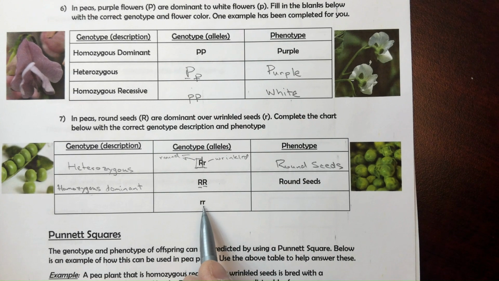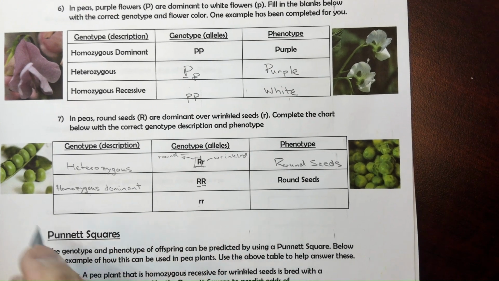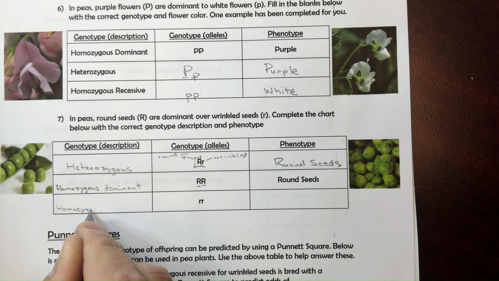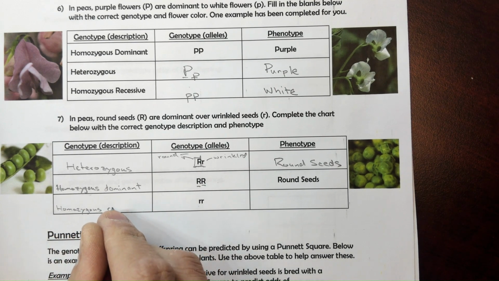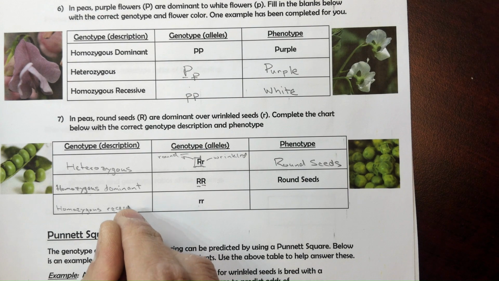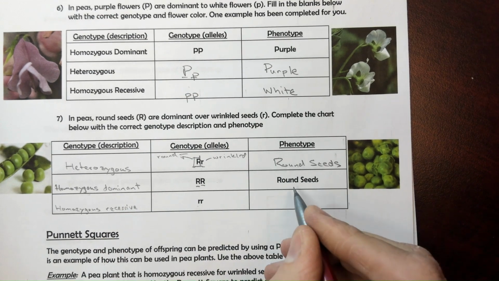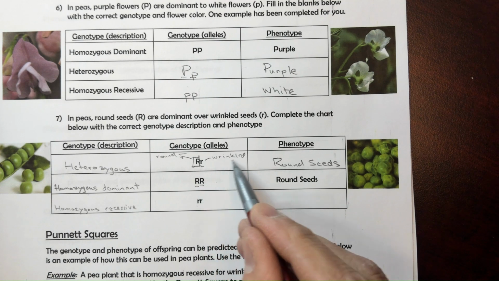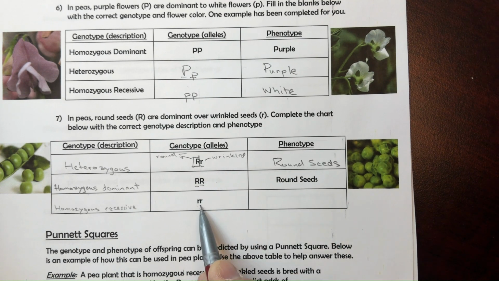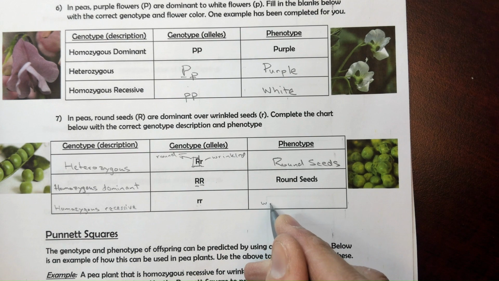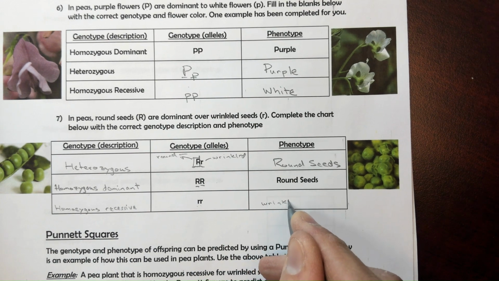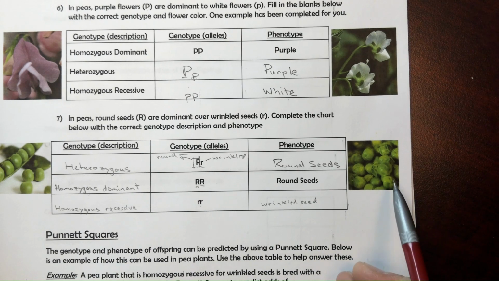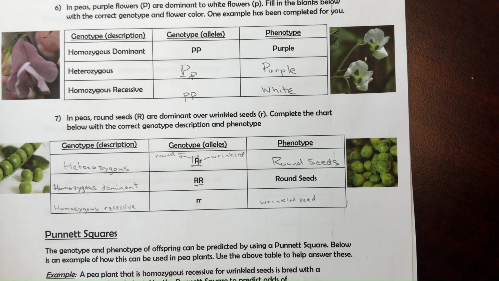And then finally here we have two small r's. That means homozygous, and they are small r's, so they will be recessive. Over here we have round seeds are going to be the dominant allele. Wrinkled seeds are the recessive allele, so this must be a wrinkled seed. And this is kind of a picture of what that would look like.